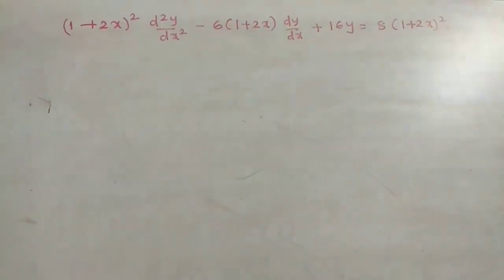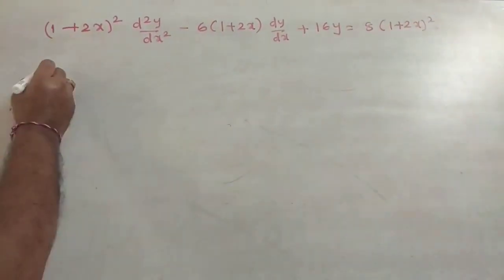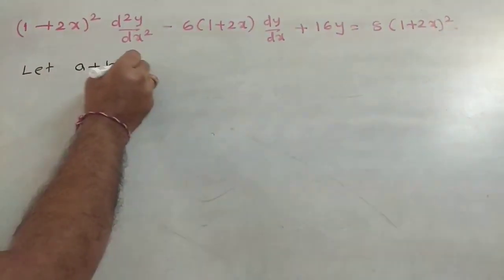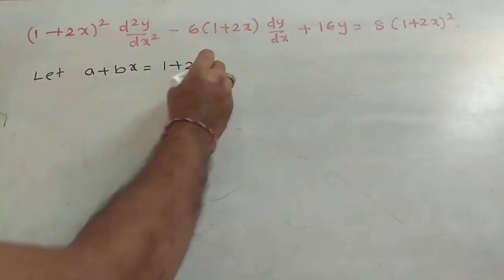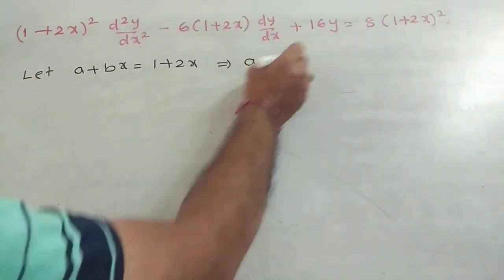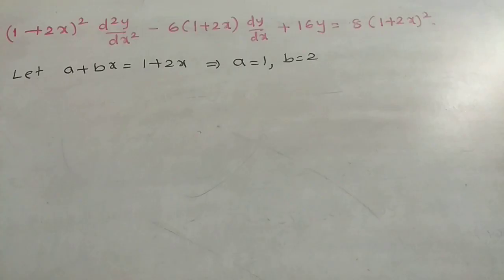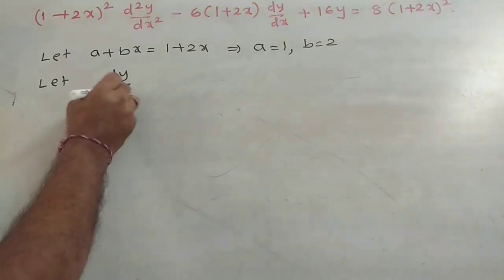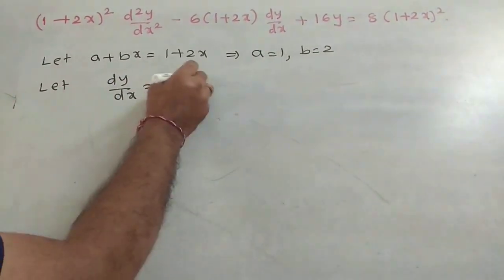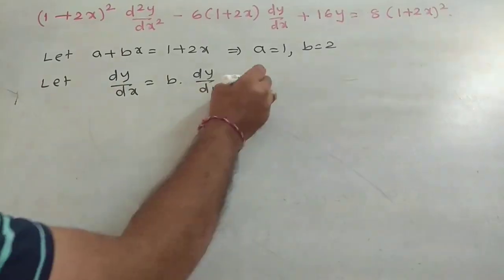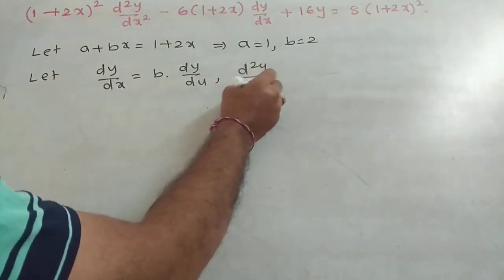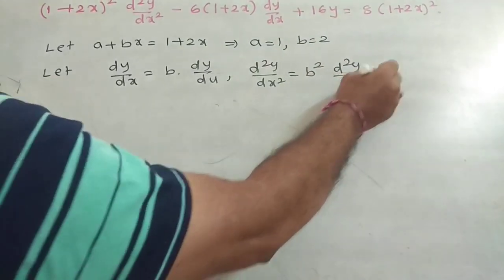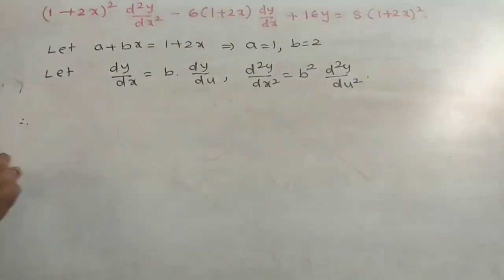Comparing the given equation with the Legendre differential equation, I start with a plus bx equal to 1 plus 2x. From this, the a value is 1 and the b value is 2. The next step is I suppose dy by dx equal to b into dy by du, and d square y by dx square equal to b square into d square y by du square. So these values are directly substituted in your given equation.